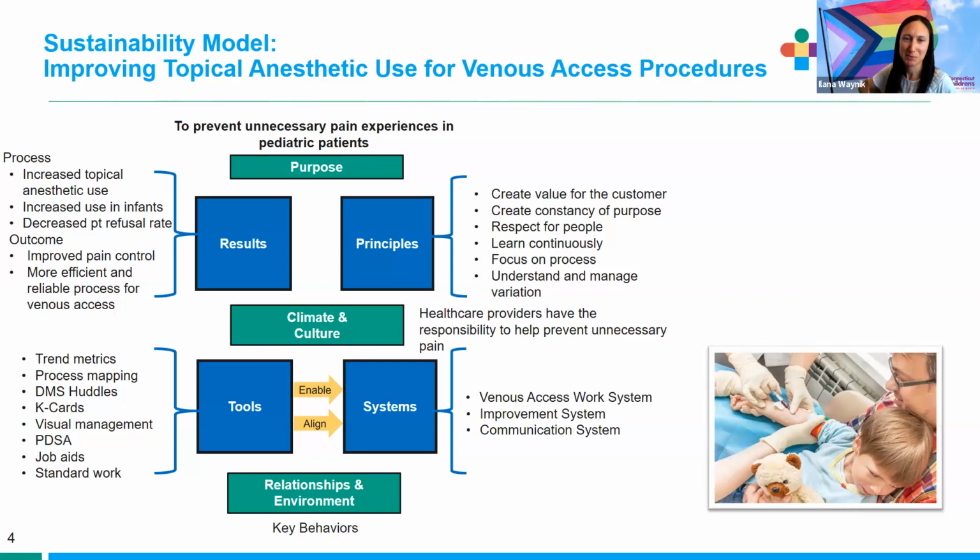So these are our systems. We had our venous access work system. We had our quality improvement systems. And then finally, our communication system. So we really didn't want to downplay how important these conversations that team members are having with families are, because that's a huge part of it. Because I showed you that our refusal rate went up, which clearly seemed to stem from communication.